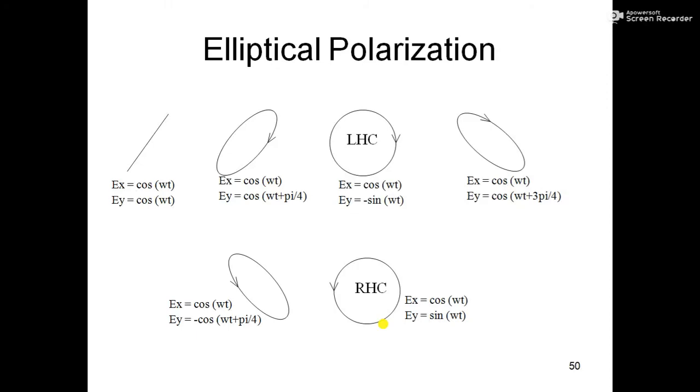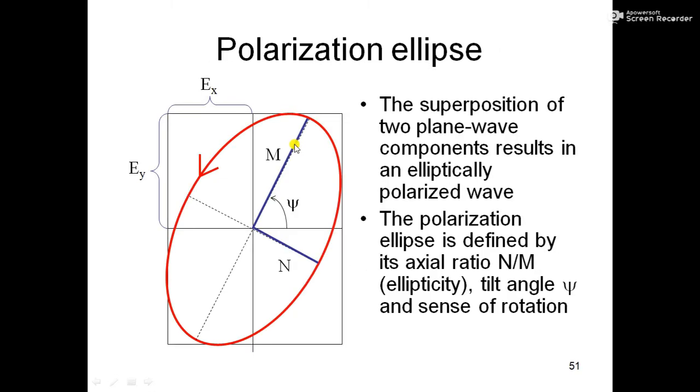Then we have something called elliptical polarization. If Ex and Ey are changing with time, so if Ex equals cos omega t and Ey equals cos omega t, then we will get this kind of polarization. If Ex equals cos omega t and Ey equals cos omega t plus pi by 4, we will get this kind of polarization. So this is an example, you can see.